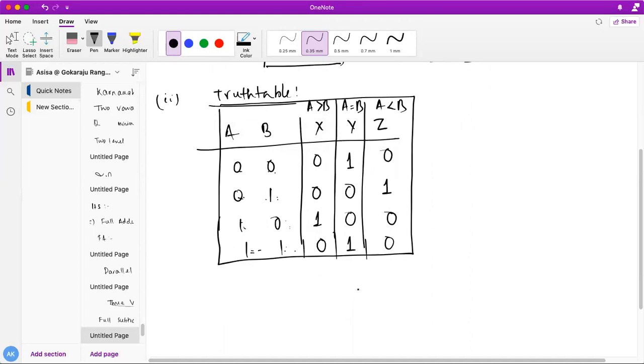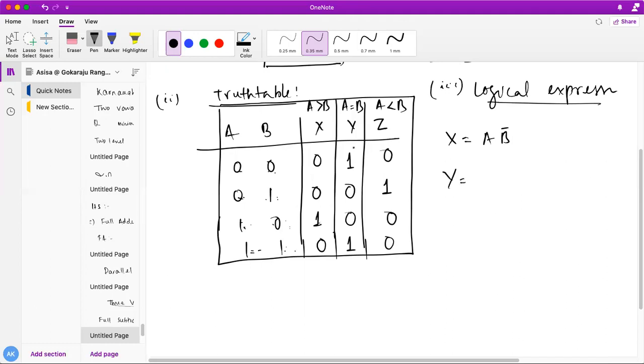If you know what you have to design, you can find out the truth table accordingly. Once you find out the truth table, it's very easy for us to implement any type of digital circuit. Now the third point is the logical expression. So what will be my logical expression, students? X is nothing else but A B bar. See here, this is A B bar.